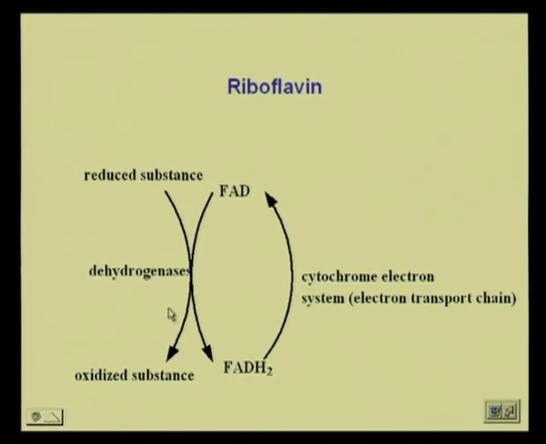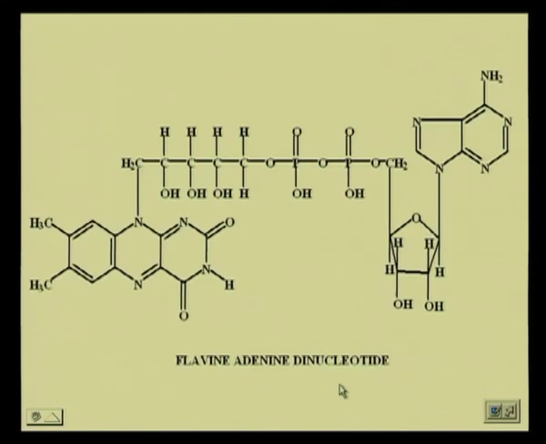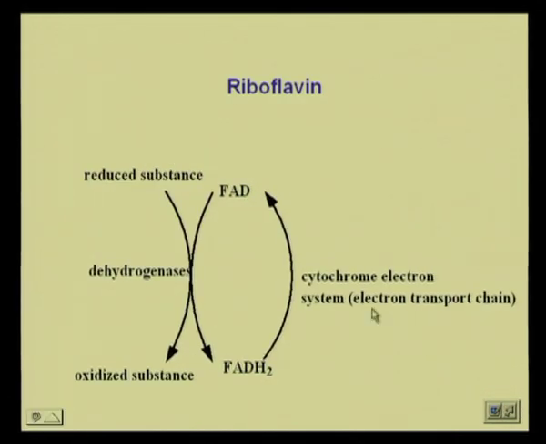So, it acts with dehydrogenases. You have a reduced substance that can be transformed to an oxidized substance with FAD, FADH2. Where are these hydrogens taken up? One by this nitrogen, one by this nitrogen. Okay. So, it can act as FAD, FADH and FADH2. So, it can take it up in steps, which is important when you want to do a certain reaction.